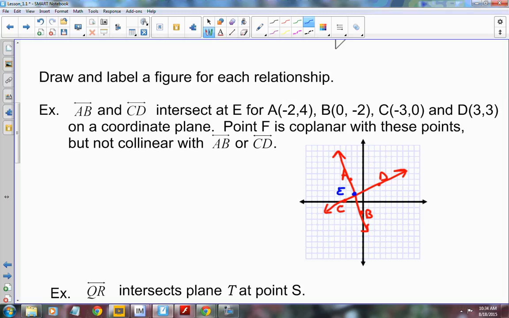Okay? Now, it then says that point F is coplanar with these points, but not collinear with line AB or CD. What does that mean? It's outside. Okay, it cannot be in their path, right? So F could be anywhere as long as it was not in the path of those two lines. Because it's coplanar, which means it's on the plane, but it's not collinear. Okay? Alright.